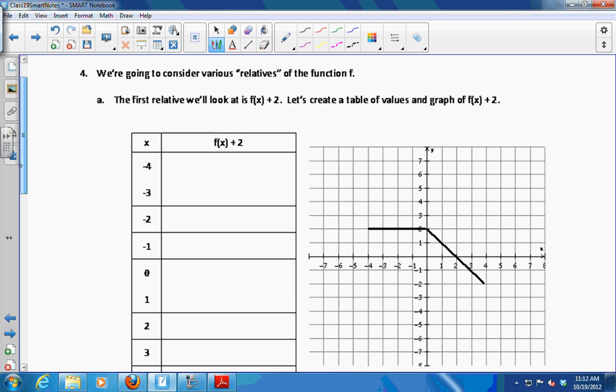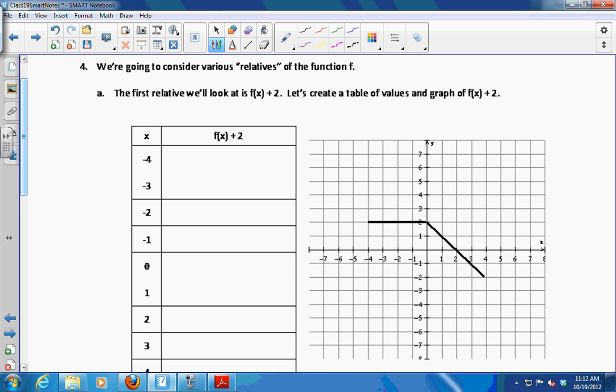So what we're going to do is start to consider various relatives of this little piecewise function that we have here. Our first relative is going to be f of x plus 2. So I want to create a table of values and a graph for this relative. When x is -4, f of x plus 2 means just evaluate f of -4 and then add 2 to it.